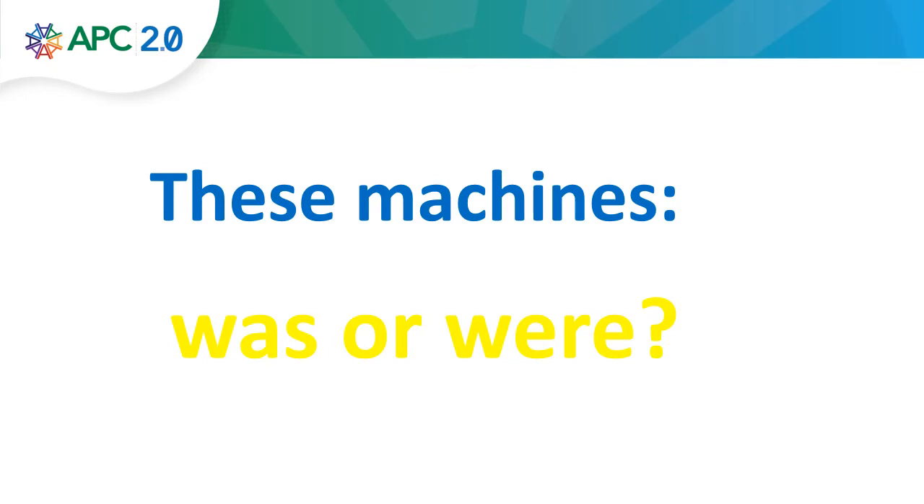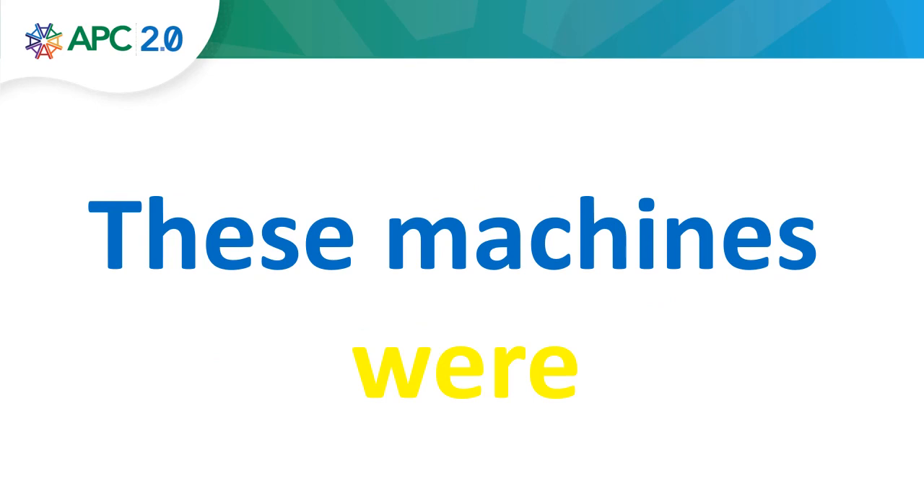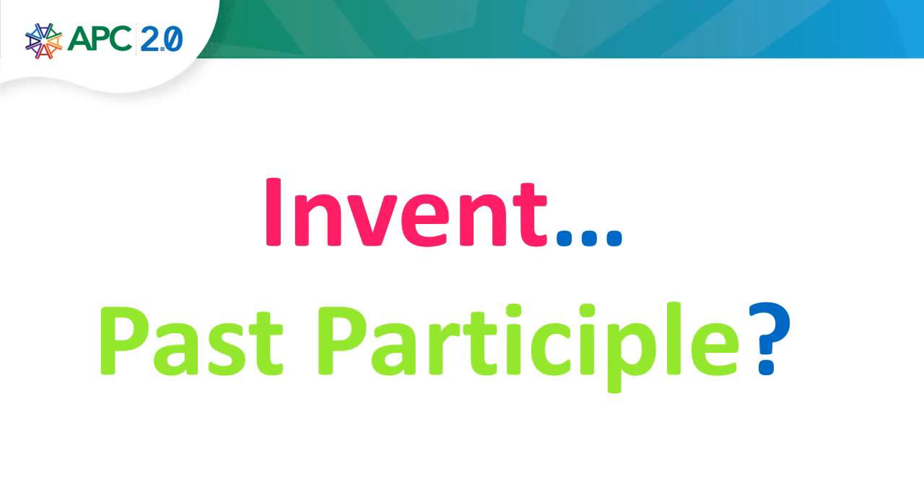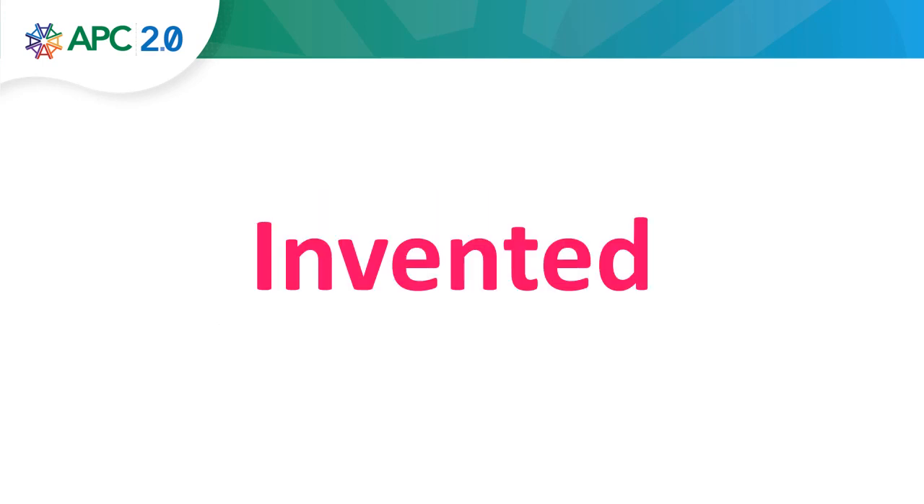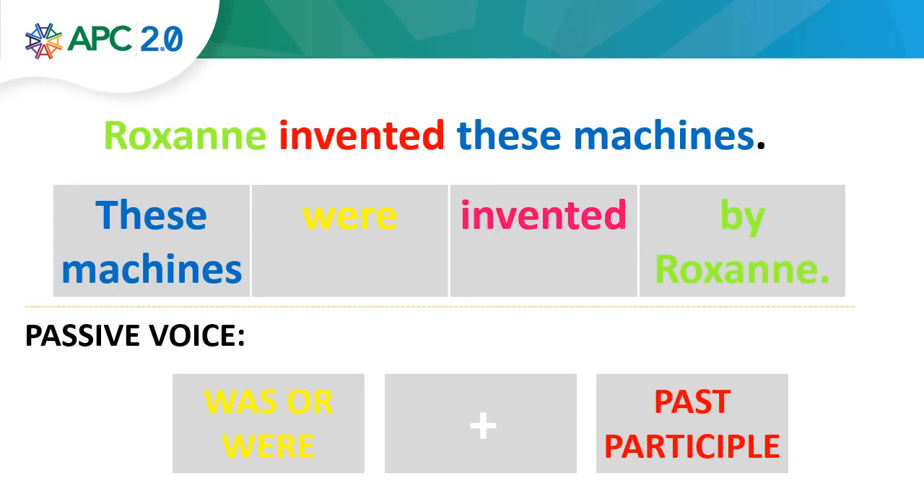For these machines, what do you use? Was or were? The correct answer is were. These machines were. Invent. What is the past participle of invent? Invented. So, the sentence in the passive voice is: these machines were invented by Roxanne.